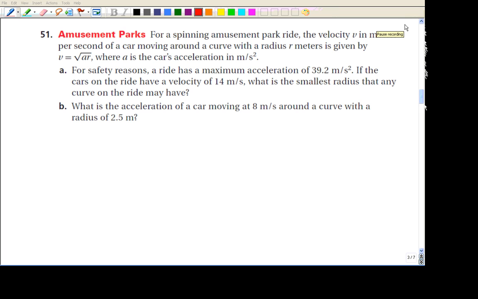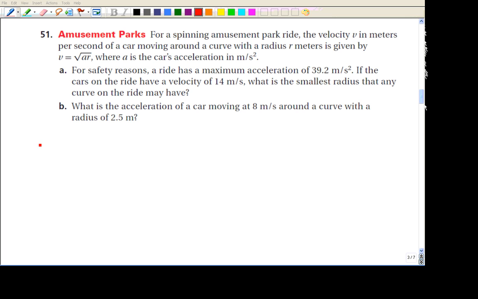Okay, number 51 on page 633. For a spinning amusement park ride, the velocity v in meters per second of a car moving around a curve with a radius r meters is given by v equals the square root of a times r, where a is the car's acceleration in meters per second squared. So A, for safety reasons, a ride has a maximum acceleration of 39.2 meters per second squared. If the cars on the ride have a velocity of 14 meters per second, what is the smallest radius that any curve on the ride may have?